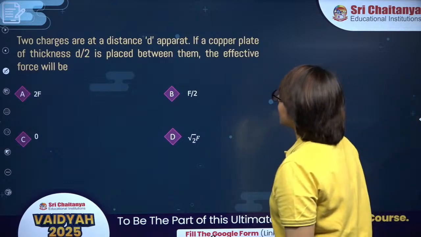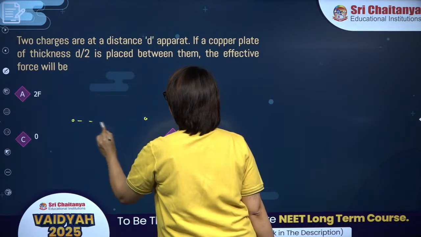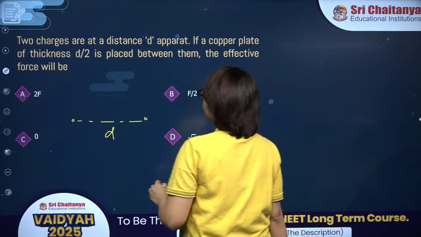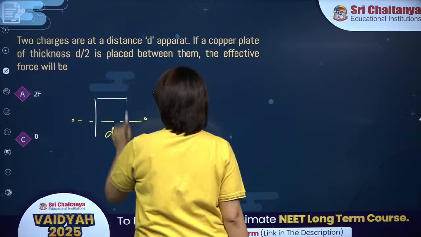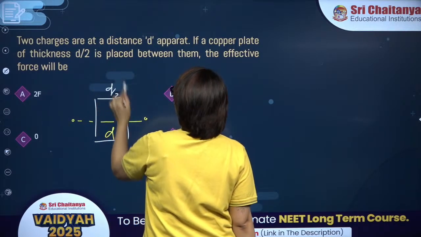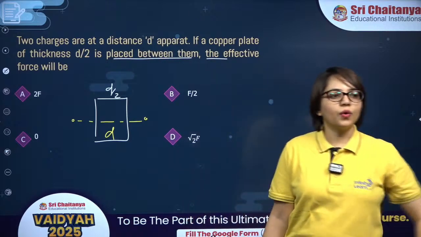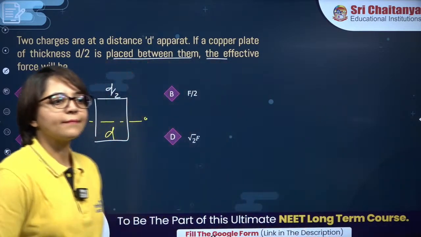Two charges are at a distance d apart. There are two charges and these are d distance apart. If a copper plate of thickness d by 2 is placed between them, the effective force will be. What is the effective force? Try this one everyone.